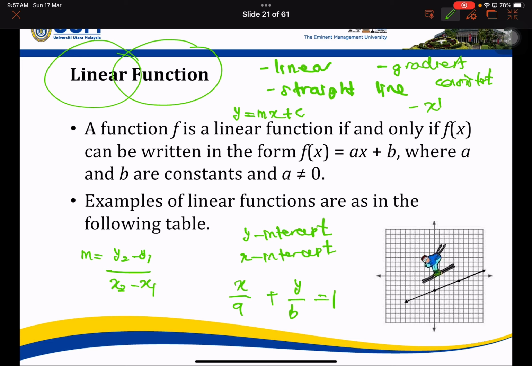Yes? What is A there? What is B there? Just now I asked you C, you said Y-intercept, correct? Now we have X over A plus Y over B equals 1. What is A there?